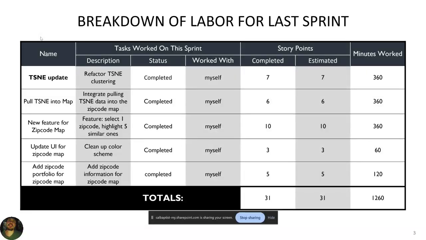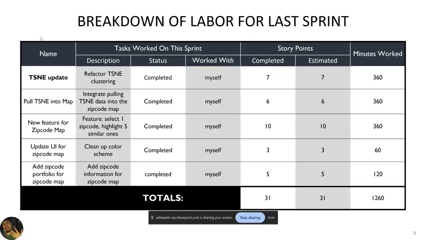So the TSNE update. This is me reconfiguring the TSNE because what I'm trying to do right now is implement the heat maps, specifically the zip code map with my TSNE data. I want to make sure that the data being displayed on the map is a geographical representation of the clustering in a 2D space with the TSNE clustering, and I want to make sure the clustering data points are the same for both the geographical and the TSNE. So I've been doing some refactoring and comparing to make sure that they are aligned.